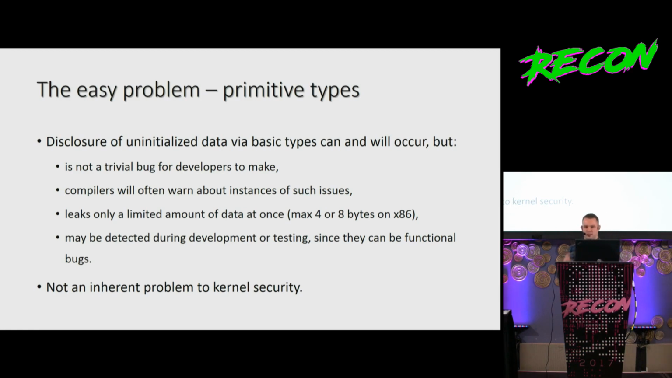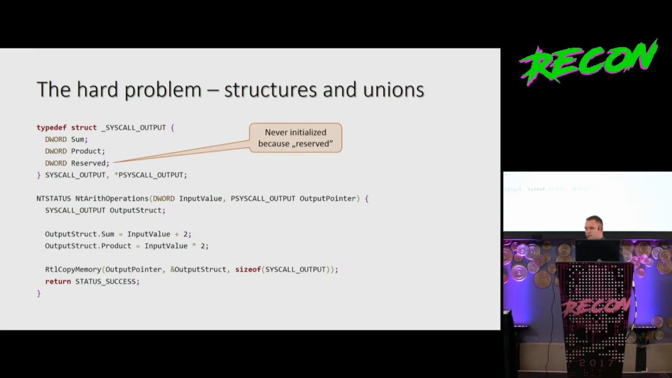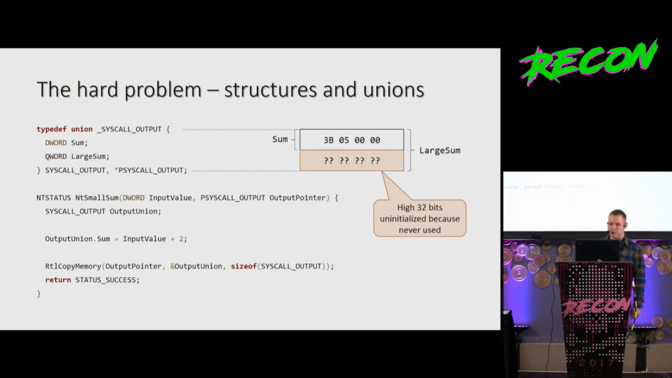So some very simple testing of the system call that I just showed would catch this. So this is not really an inherent problem, in my opinion, to kernel security, but there are some harder problems that we really have to think about. In this example, we can see a structure that is being output to user mode. It has 3 fields. 2 of them are filled out by the system call, but the other one is reserved. So by design, it's never filled out, and it's leaked to user mode in this code.